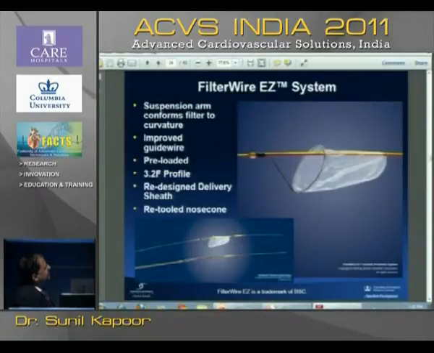Now this is the FilterWire EZ system. There is a suspension arm, which conforms the filter to the curvature of the vessel, because not all vessels may be circular. If they have oval vessels, then at least there's a reasonable apposition of the filter. Now it is a 3.2 profile. It has a redesigned delivery sheath so that the sheath will start from here and entrap the whole FilterWire much more easily. And there's a retooled nose cone, so it has a much smaller shaft size. Next slide.